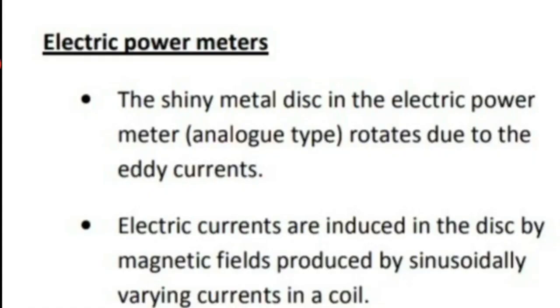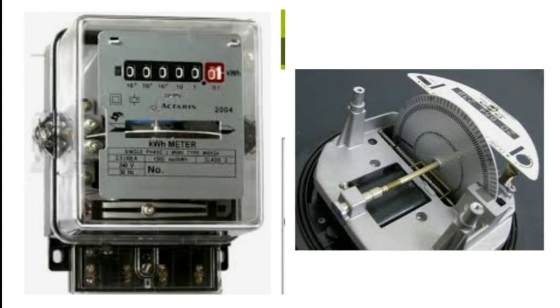In an electric power meter, a shiny metal disc rotates due to eddy currents. Electric currents are induced in the disc by the magnetic fields produced by sinusoidally varying currents in the coil. In the photo, you can see the disc which we refer to in this slide.